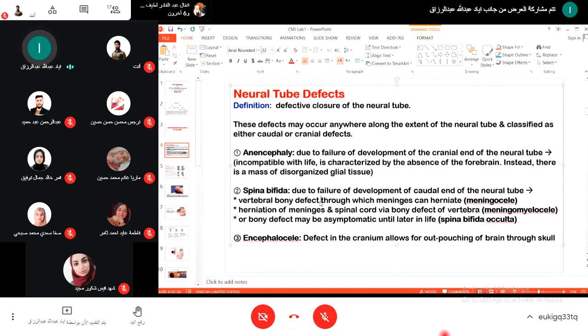Or there may be just a bony defect, meaning there may be no herniation but only a bony defect in the vertebral arch, and in this case we call it spina bifida occulta. Occult means hidden. Usually the site of spina bifida occulta is covered by a tuft of hair, a collection of hair at the site of this defect. Spina bifida occulta is usually asymptomatic.